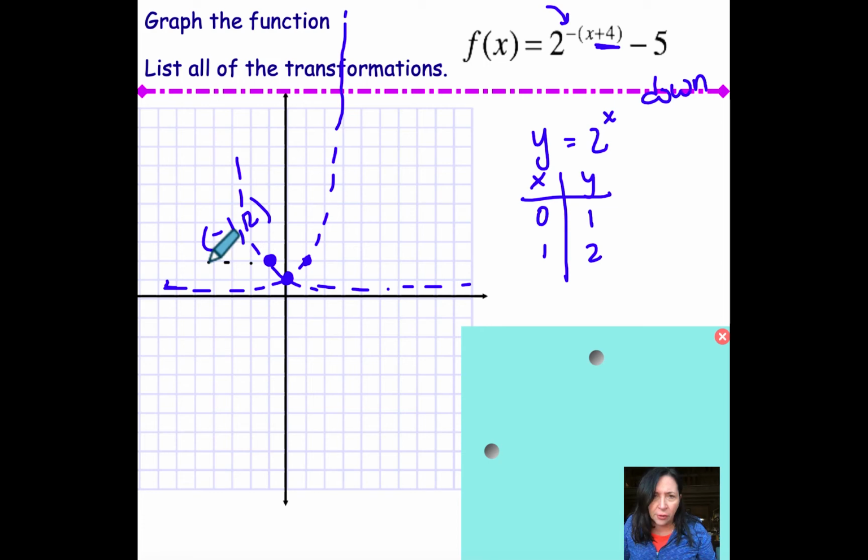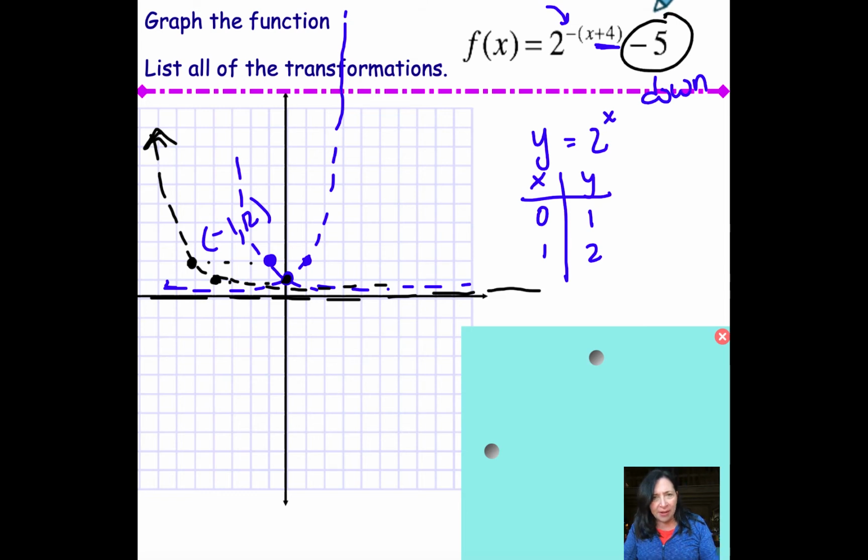So 1, 2, 3, 4. New point here. And this point here is now going to go 1, 2, 3, 4 over this way. And so my graph is now going to do this, like that. Okay? I still have an asymptote right here, meaning my graph's going to get very close to that but never touch. So here we are with these 2 points here. And now, lastly, I'm going to drop it down 5 units. So I'm going to go down 1, 2, 3, 4, 5 here.